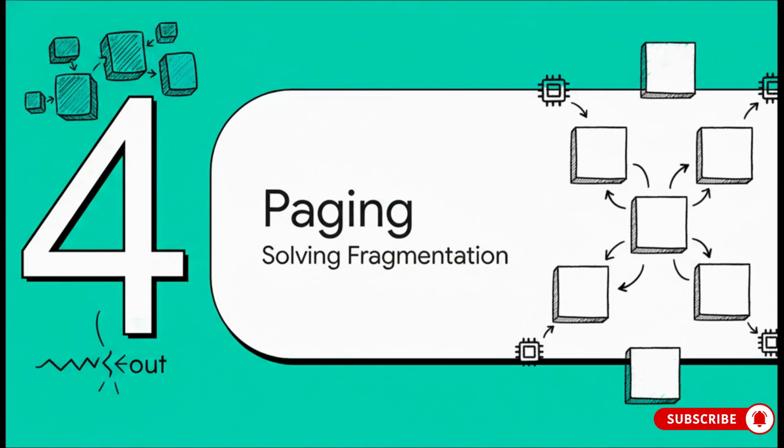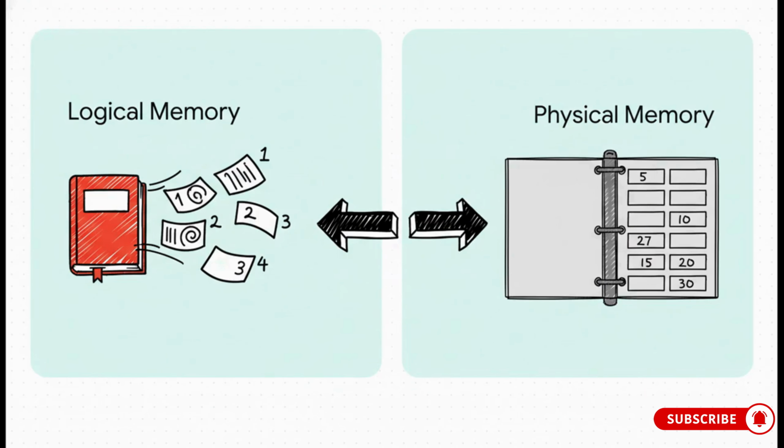To really solve it, computer scientists had to do something radical. They had to throw out one of the most basic assumptions they'd been working with, the idea that a program's memory has to be all in one piece. The solution they came up with is called paging, and it is without a doubt the single most important memory management technique used in pretty much every modern computer. The big idea behind paging is brilliantly simple.